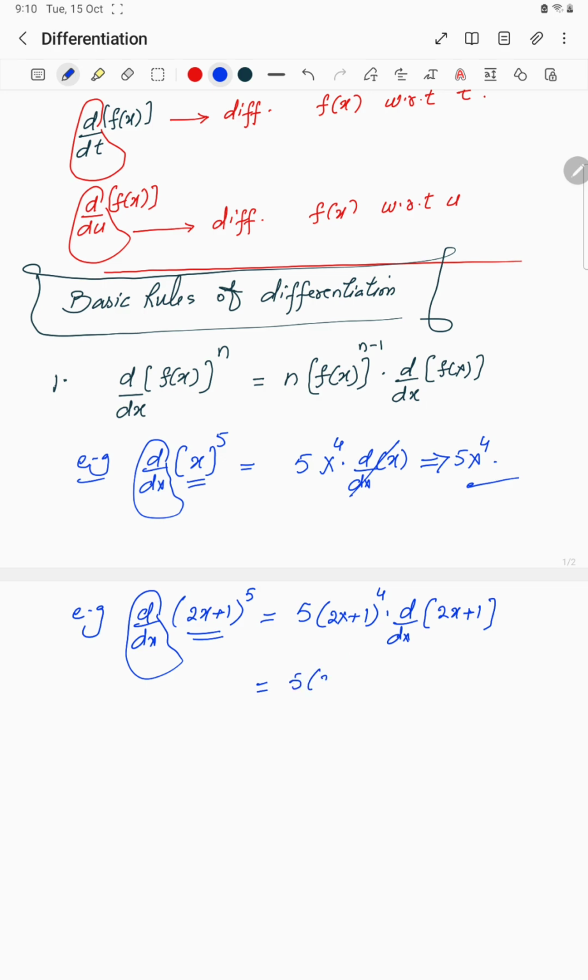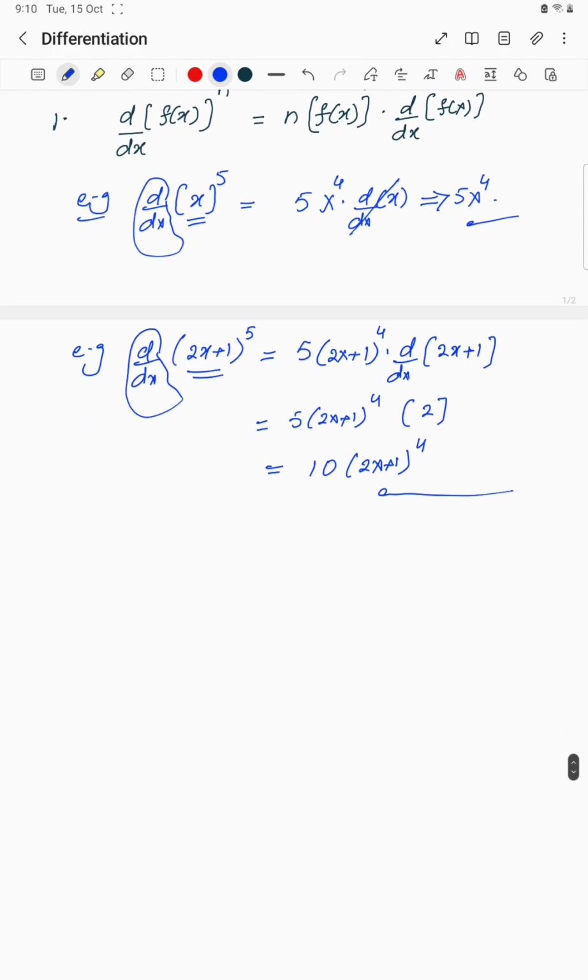Let it be as it is, 2x plus 1 raised to power 4, and the derivative of 2x plus 1 with respect to x is 2, as we have already discussed in our previous videos. So the final answer is 10 times 2x plus 1 power 4, because 2 is going to multiply with 5. It can't be multiplied inside the function because that power is 4. I hope it is clear. Let's go to the next rule, number 2.